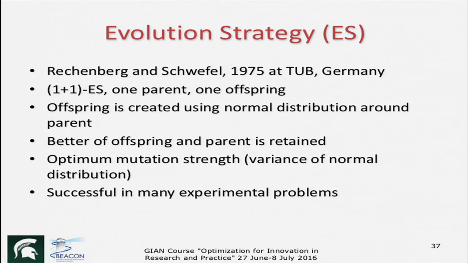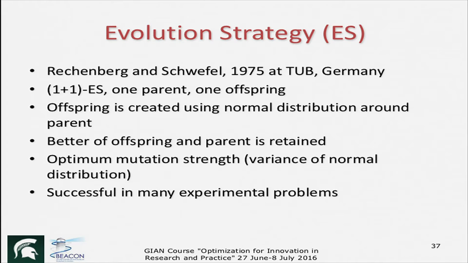They start with a very simple evolution strategy called 1 plus 1 evolution strategy. So the first one means the number of parents, which is just one parent, and the second one means the number of children created from the parent. So 1 plus 1 means one parent creating one child. So that kind of an algorithm. There is no population in this evolution strategy.